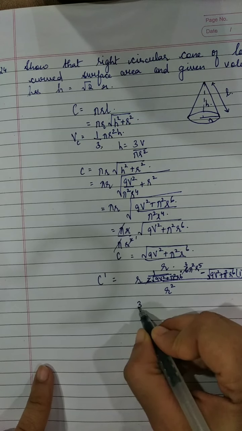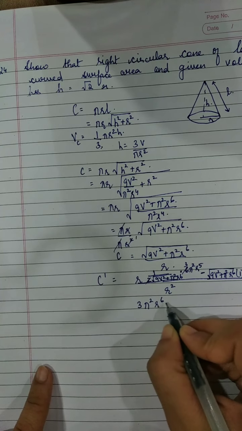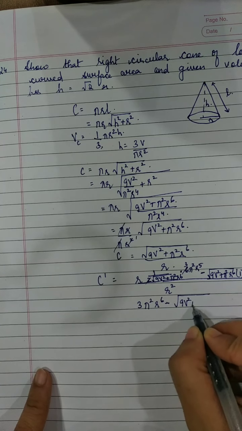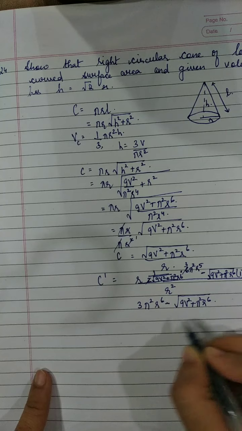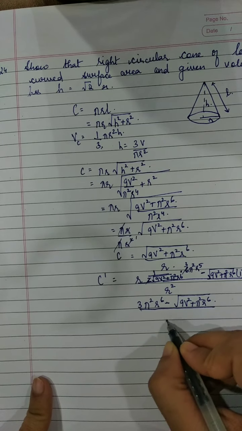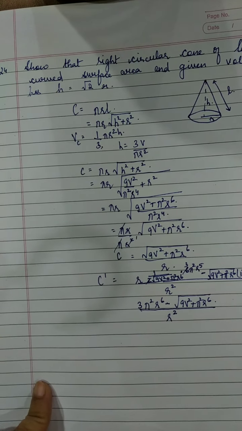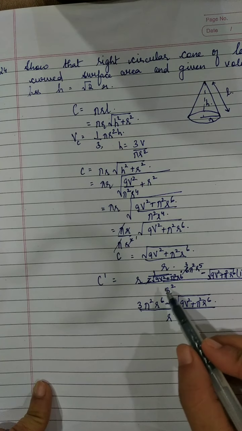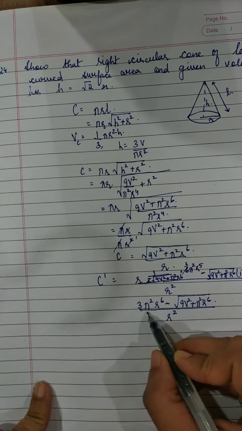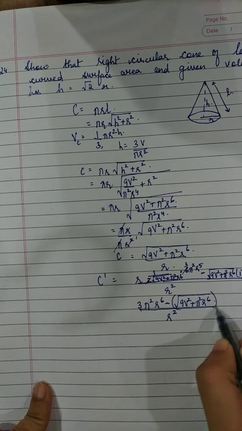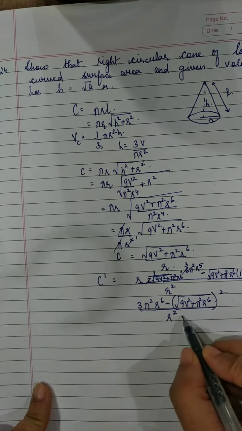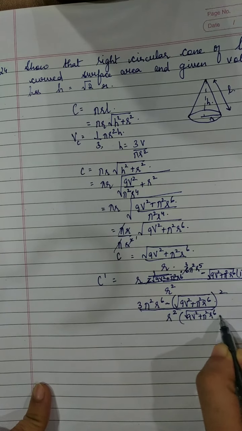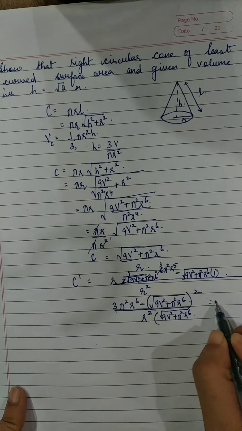So 2 into 3. So this becomes 3 pi square r to the power 6 minus under root of 9v square plus pi square r to the power 6 upon r square, right? And remember, this will be square. I have even taken out the LCM and we get under root of 9v square plus pi square r to the power 6 as it is, right? This is equal to 0.